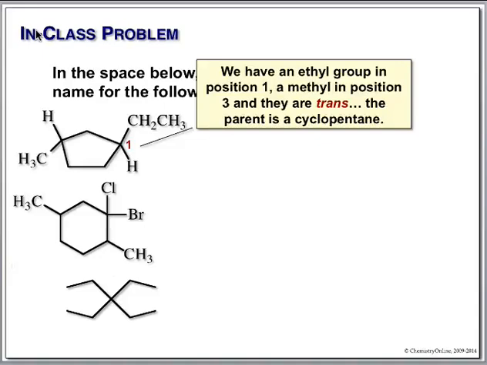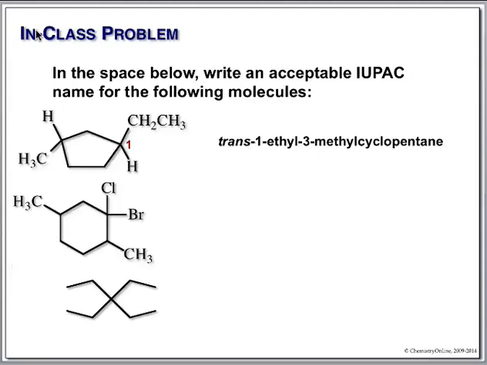We realize that in a cyclopentane, we need to worry about stereochemistry. In this particular drawing, we can easily define the ring plane, and we have 1 up and 1 down. That's going to be trans stereochemistry. So the pieces we need to include in our name, we have to say trans. Trans defines our stereochemistry. We have an ethyl group on carbon 1, a methyl group on carbon 3, and we would simply string them together. Trans-1-ethyl-3-methylcyclopentane.